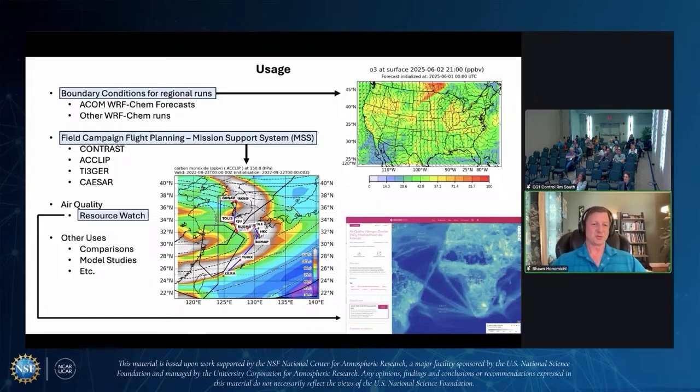There are some external sources that use our forecast. An example is Resource Watch. They ingest our forecasts every day, and then there are all the other individual users that use it for various things, to do comparisons, model studies, et cetera.